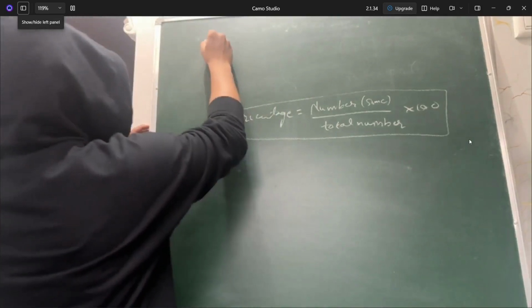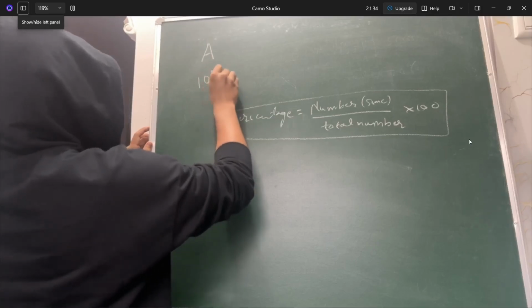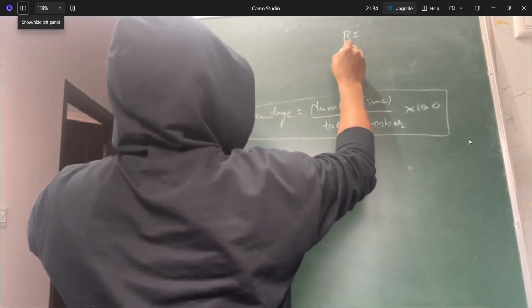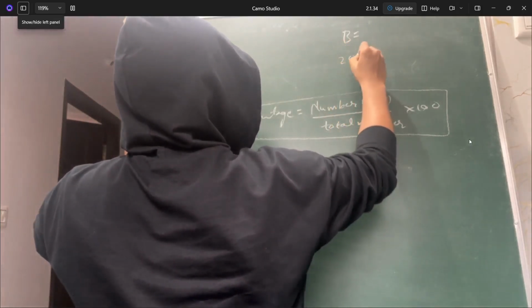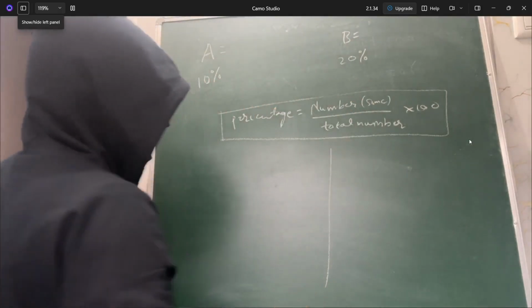So A value is not fixed, but percentage is fixed, 10%. B value is not fixed, they'll give for each example, but percentage is fixed for 20% of the company, for 10% of the company respectively.